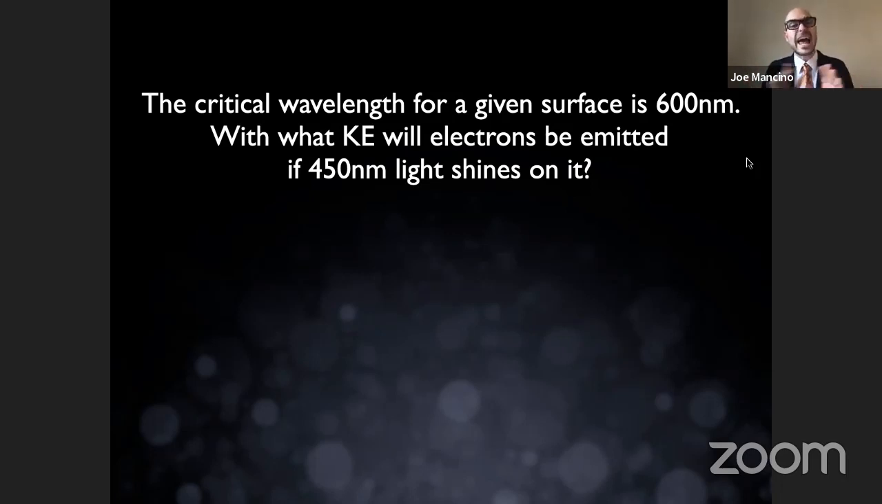The minimum energy the light needs is the energy carried by a 600 nanometer photon, but we're going to shine more energy with smaller wavelength light. We're going to shine 450 nanometer light. That's smaller wavelength light with more energy. So the work function is clued into us by that 600 nanometer light, and we're shining 450 on it with more energy.